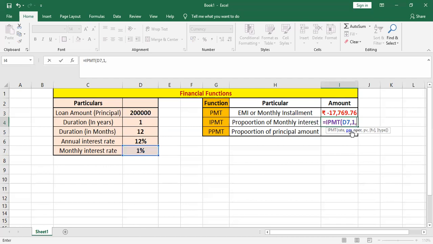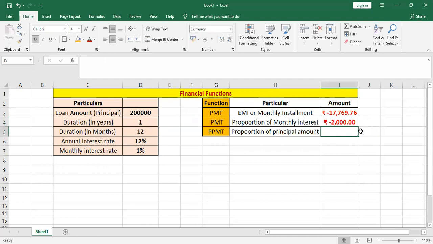Then NPER, that is number of periods, right? The number of periods is 12 months, comma, then the principal value, you can see it here. That means I have to choose the principal value. I have chosen it, bracket completed, and just enter it. So that means out of 17,769, I'll have to pay rupees 2,000 as interest to get this loan.